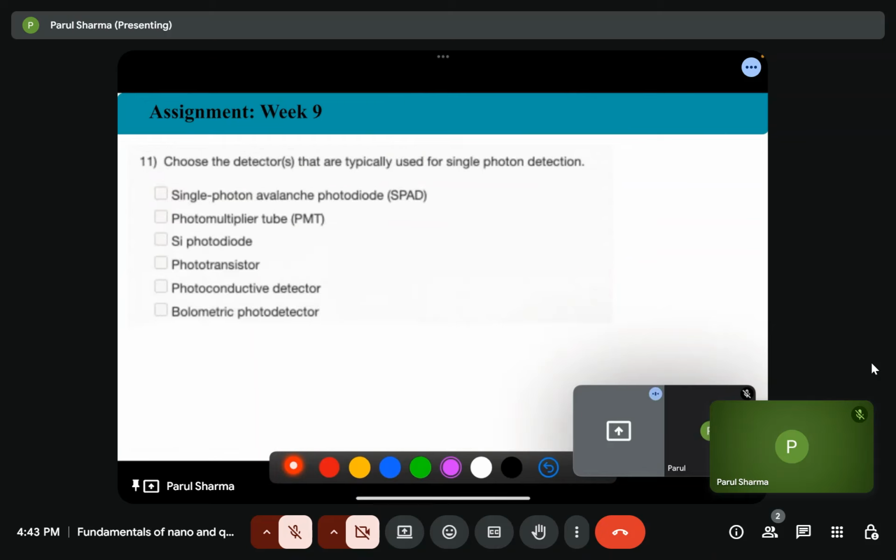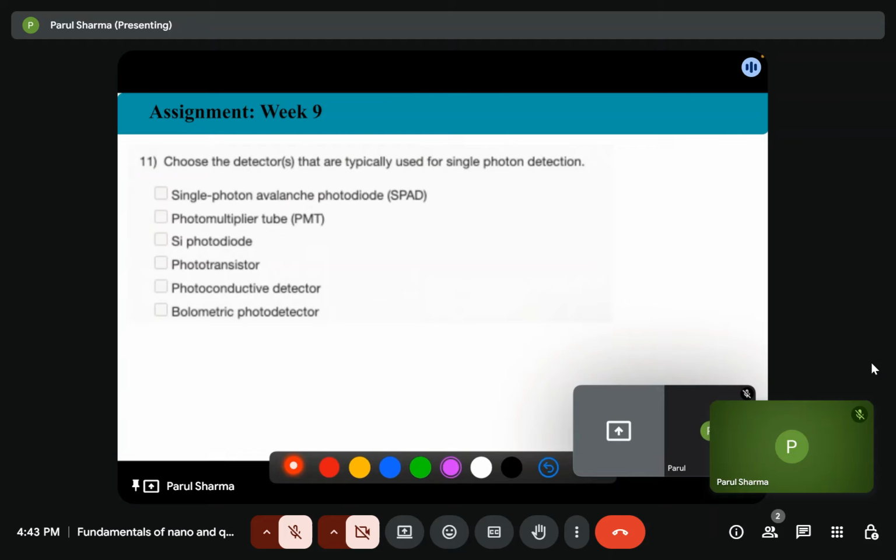Next is choose the detectors that are typically used for single photon detection. So we saw that we are using the SPAD, photomultiplier tube, silicon photodiode, phototransistor, photoconductive detector, or the bolometric photodetector.